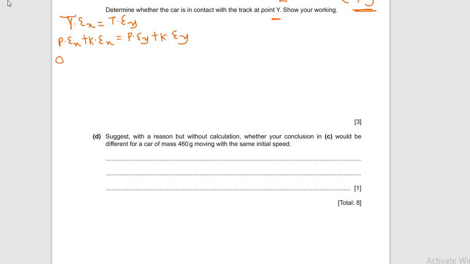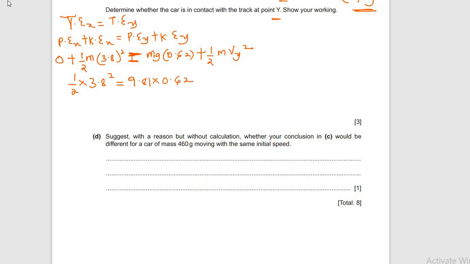Potential at x is 0. Kinetic at x is half m, speed at x 3.8 squared. Potential at y is mgh, which I showed earlier, and h there is 0.62. Kinetic at y is half m, speed at y squared. So you can divide through by m. When you divide through by m, we have half times 3.8 squared equal to g, which is 9.81, times 0.62 plus half vy squared.